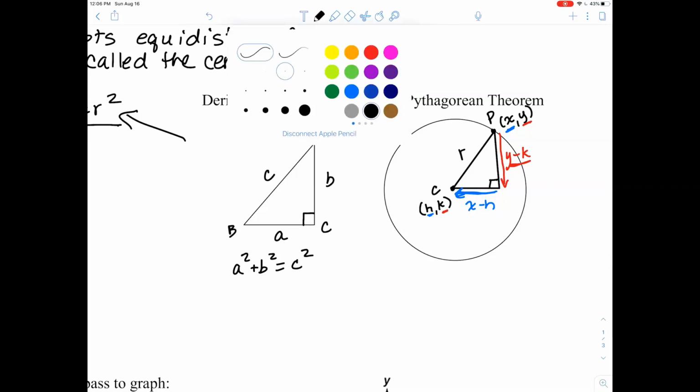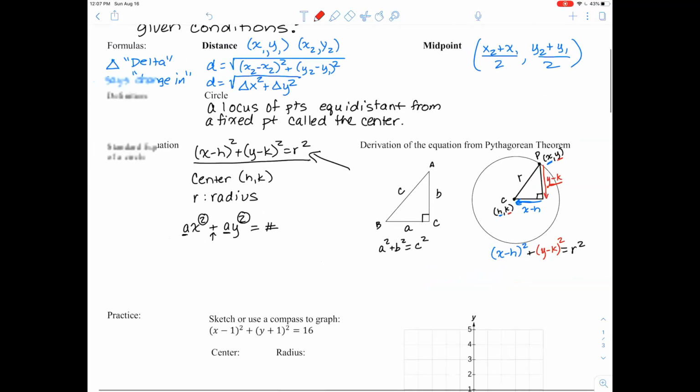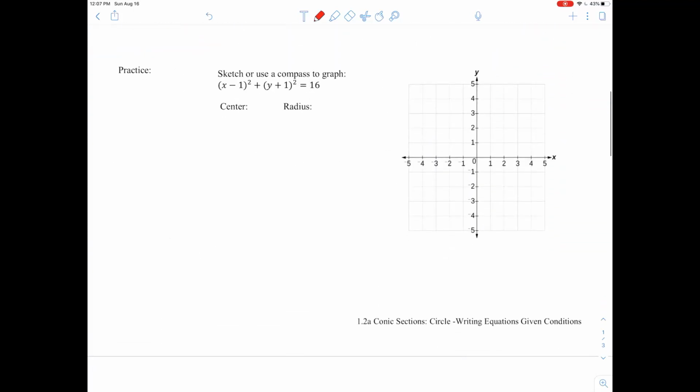So I pretty much can transfer this information. The horizontal quantity x minus h squared, plus the vertical distance change, y minus k squared, equals your radius squared. So you can derive the equation of a circle from just the Pythagorean theorem, because you're just measuring horizontal distances, squaring them, measuring vertical distances, squaring them, and adding them and making it equal that diagonal distance, which is your radius.